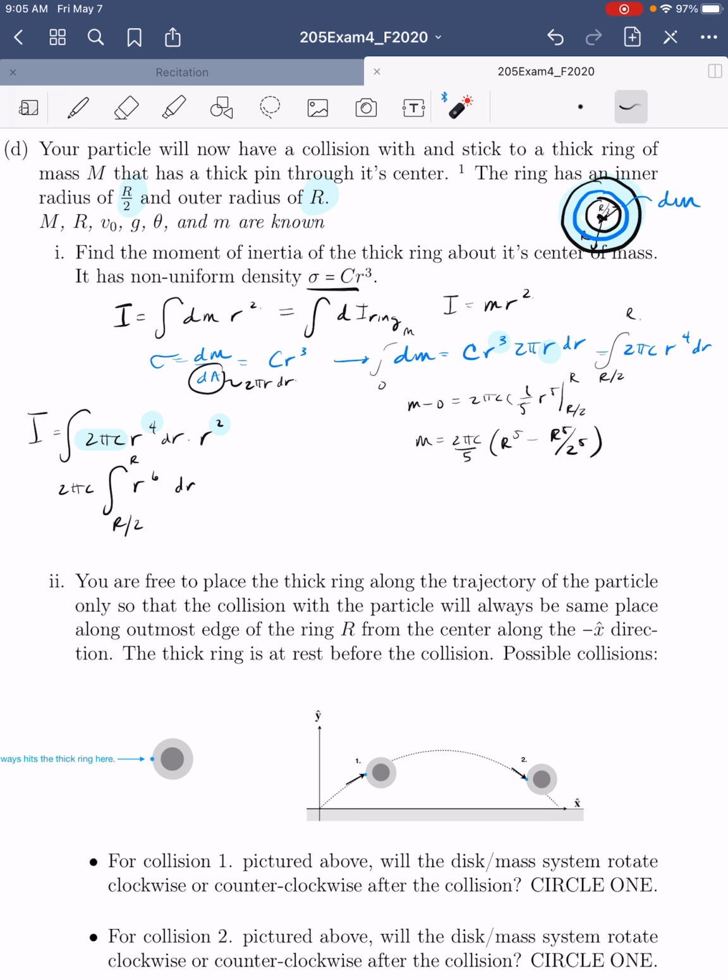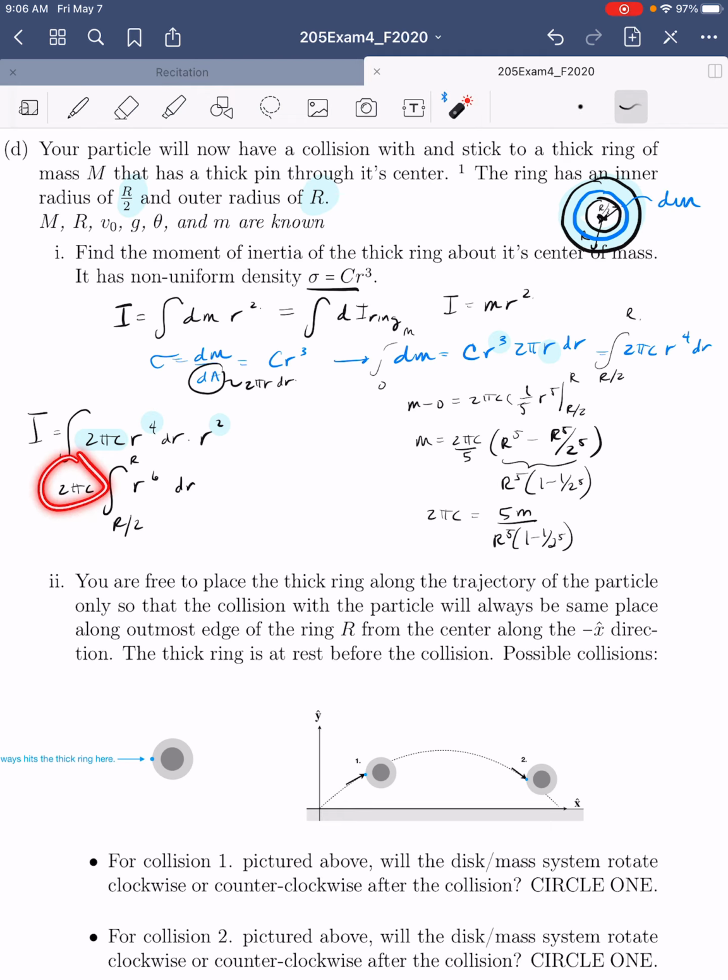So looking at this, I am going to go ahead and solve for 2 pi c over here. Before I do, I'm going to acknowledge that I can write this as r to the 5th, 1 minus 1 over 2 to the 5th. And then I'll just straight solve for 2 pi c. It's equal to 5m over r to the 5th, 1 minus 1 over 2 to the 5th.